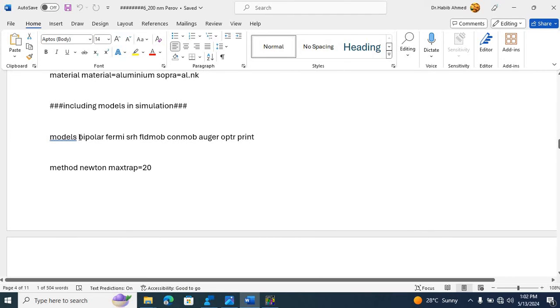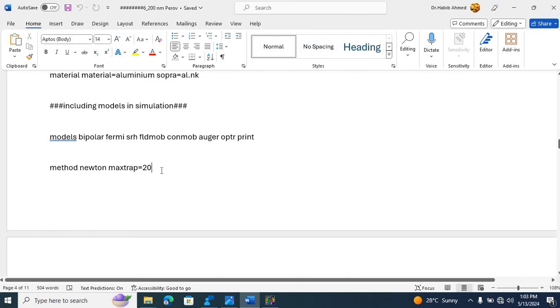Then we include different models into our code. For example, bipolar, Fermi, Shockley-Read-Hall, field dependent mobility, concentration dependent mobility, Auger recombination, the optical properties, for example, the optical intensity parameters, and print gives us the runtime output in Silvaco TCAD.